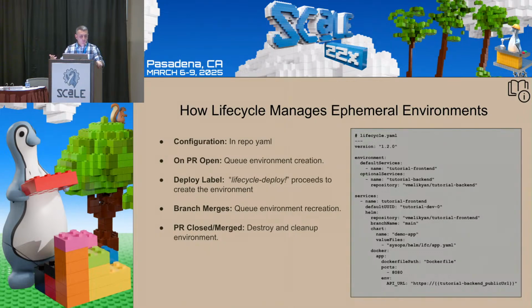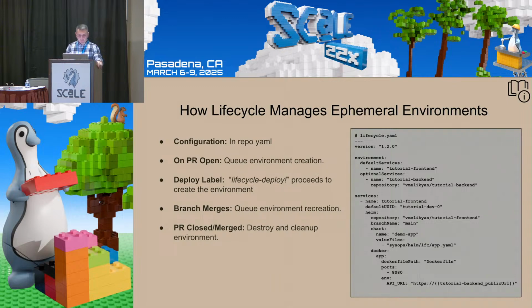There are two different ways an environment gets deployed. It's either automatically for each pull request, or we just keep it in a pending state, and only when users add the lifecycle deploy label do we deploy it. The environment gets deployed and created, and when the branch is merged or the PR is closed, the environments get destroyed and resources get released back.